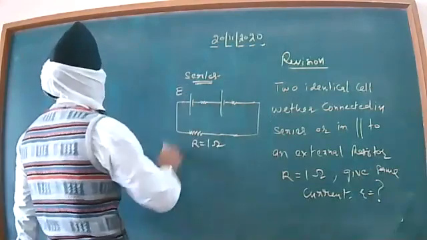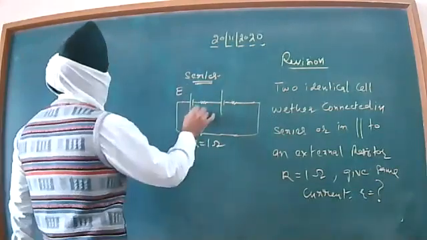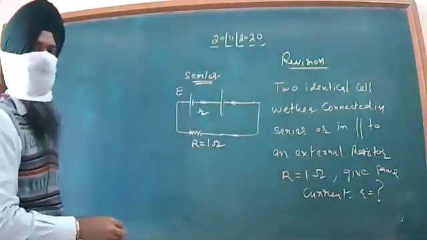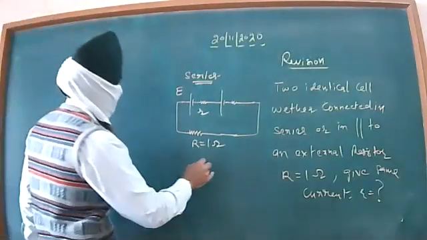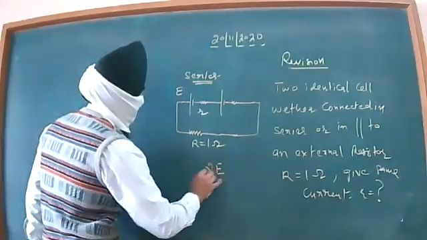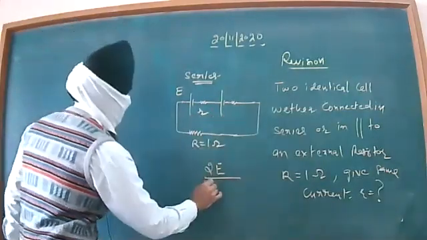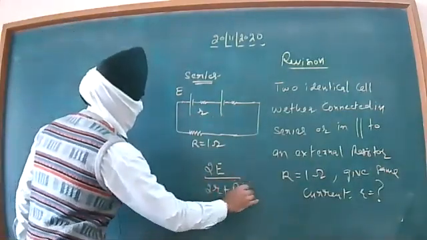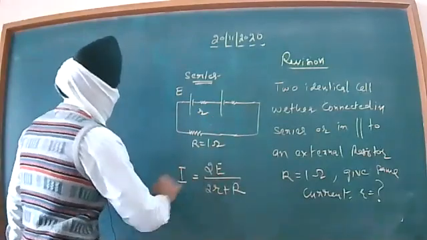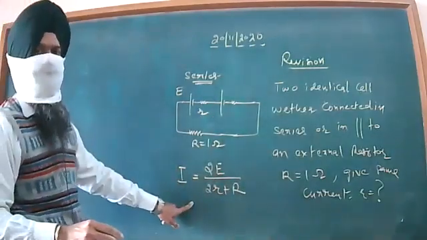Imagine the EMF to be E for each cell and the internal resistance to be small r. So the net EMF is 2E. Net resistance is r plus r, 2r, plus external resistance capital R. This is the current in the series combination.